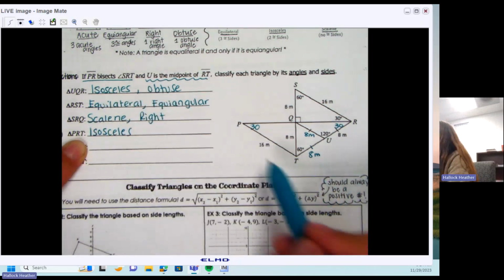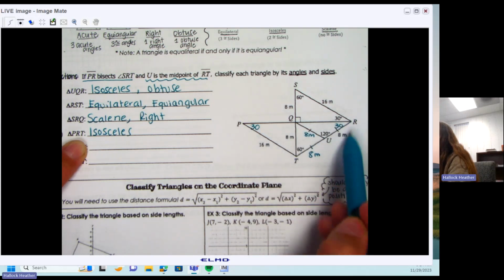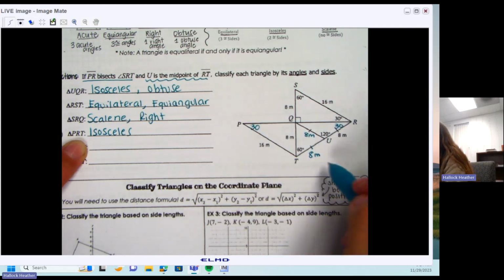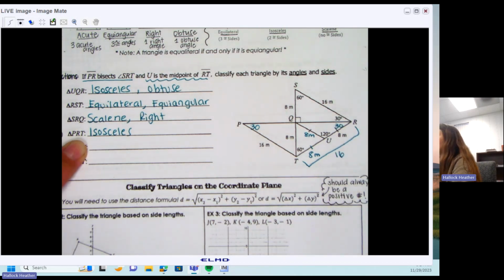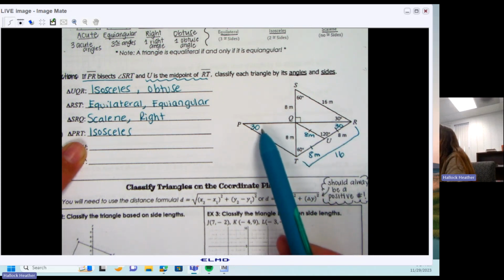Because this side is 16, we don't know this long piece, but we know this is 8 and this is 8. So this whole length over here is also 16. So it is isosceles. And then based on the angles, we know this angle is 30. We know this angle is 30.